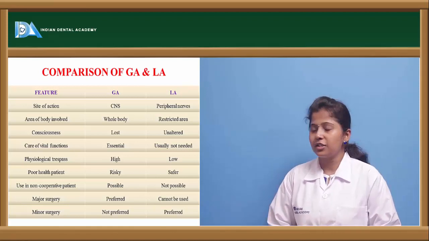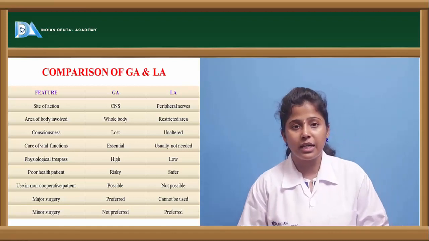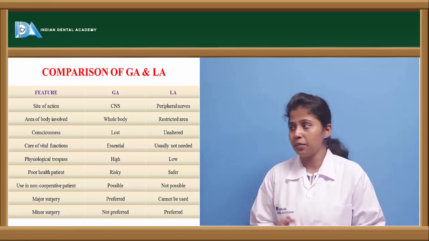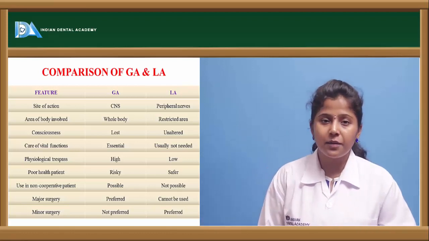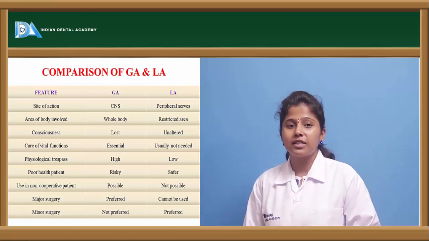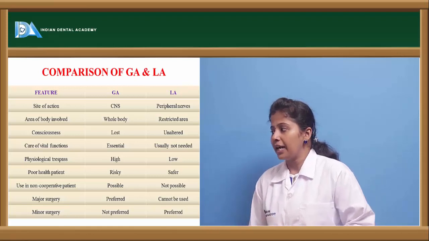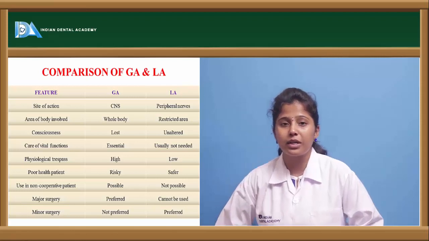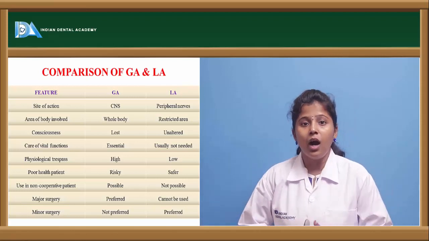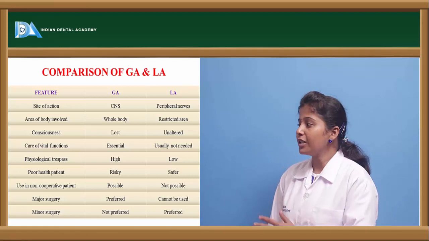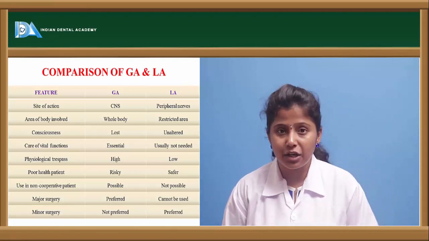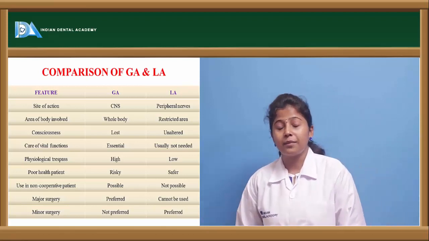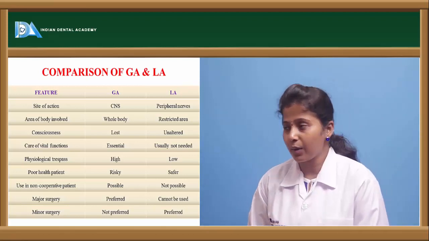In local anesthesia, the effect is restricted only to the particular, localized area itself, without affecting the consciousness of the person, whereas consciousness is lost in general anesthesia. And regarding care of the vital functions, whatever the vital organs are, we have to take care of them in order for them to function properly. So in general anesthesia we have to take essential care for that, but in local anesthesia it's not that necessary to take care of the vital organs.